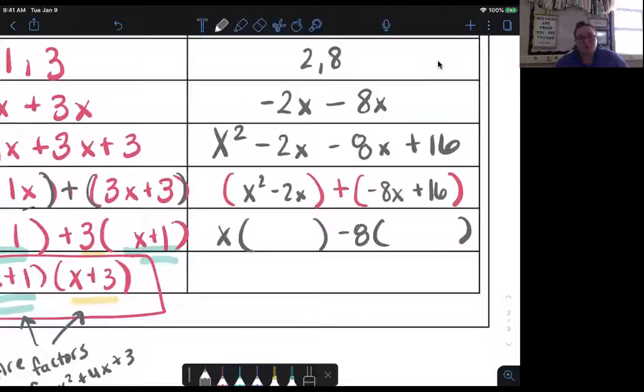Why don't you finish this problem without me and then compare your answer to mine when you're ready. Press pause and then press play when you're ready to check your work.